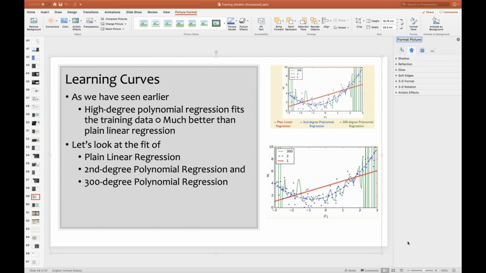This is the difference between second degree, third degree, or 300-degree and comparison with the plain regression model. Let's go to the next slide.